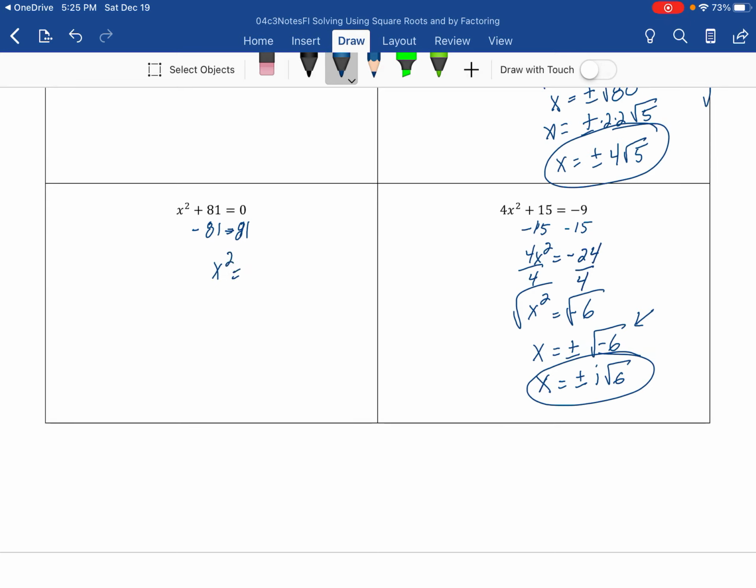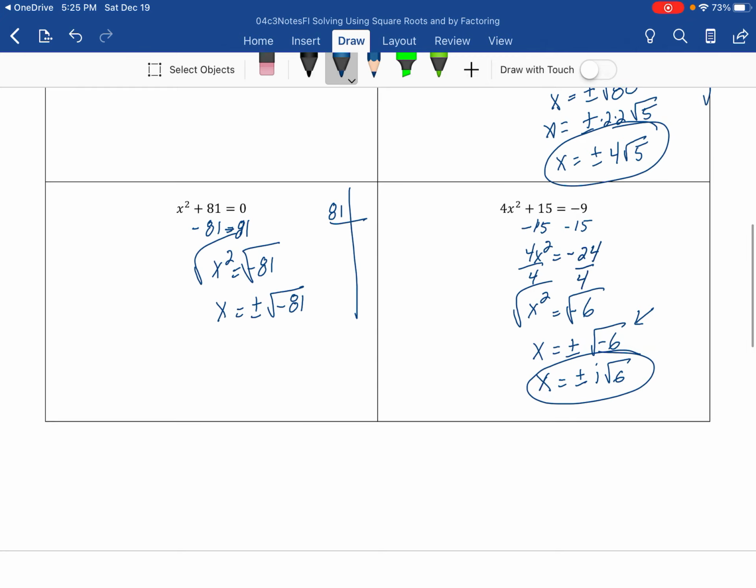I'm going to subtract 81 from each side. X squared equals negative 81. Take the square root of each side. X is equal to plus or minus radical negative 81. Some of you guys know the square root of 81 is 9, but I also have to remember that I have my i here. So I know it's going to be plus or minus, and I know that there's going to be an i in my answer. 81 divided by 3 is 27, divided by 3 is 9, divided by 3 is 3, divided by 3 is 1. So I know it's going to be 2 3s on the outside.